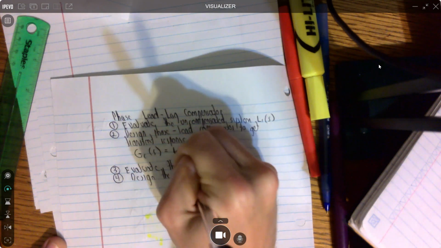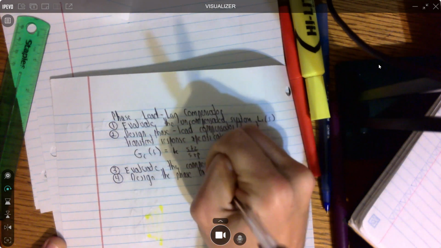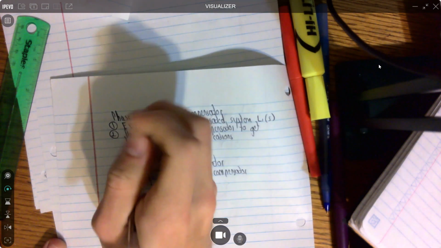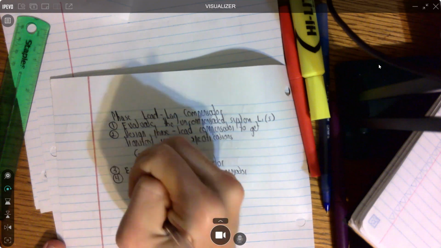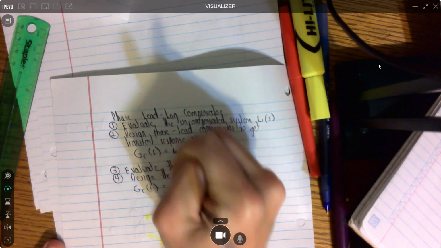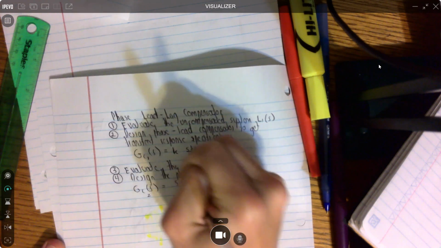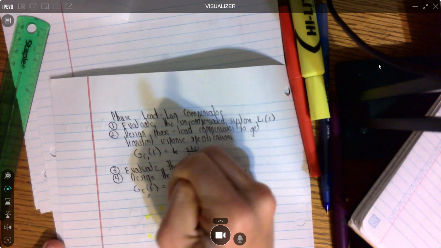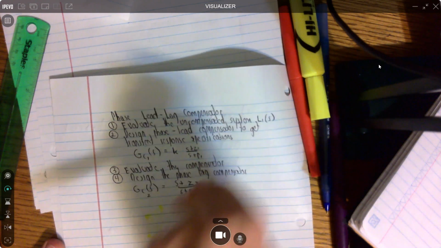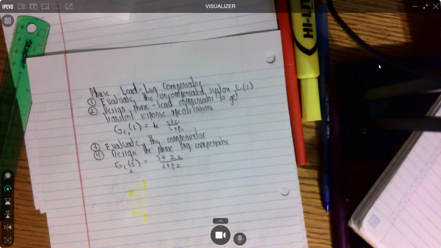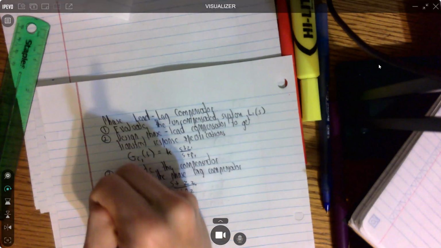And after you design the phase lag compensator, basically remember your phase lag, you're going to have your GC of S is going to equal, so this is GC1, this is GC2, S plus Z2, because these were your first, and then S plus P2. And then you would evaluate the lead lag compensator and make changes as necessary. So you just evaluate then.